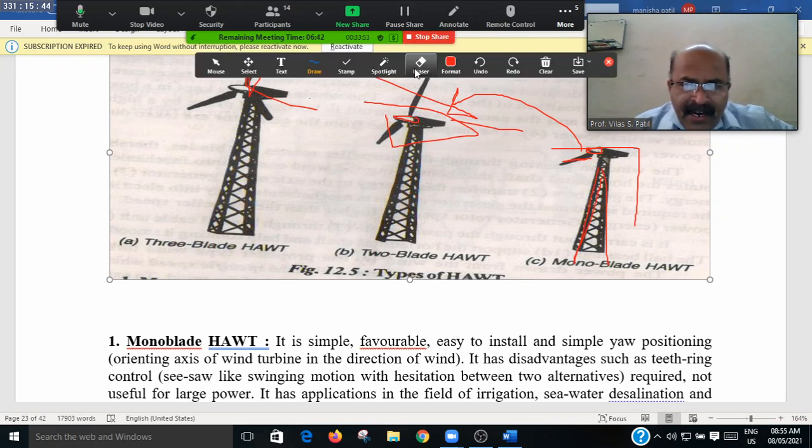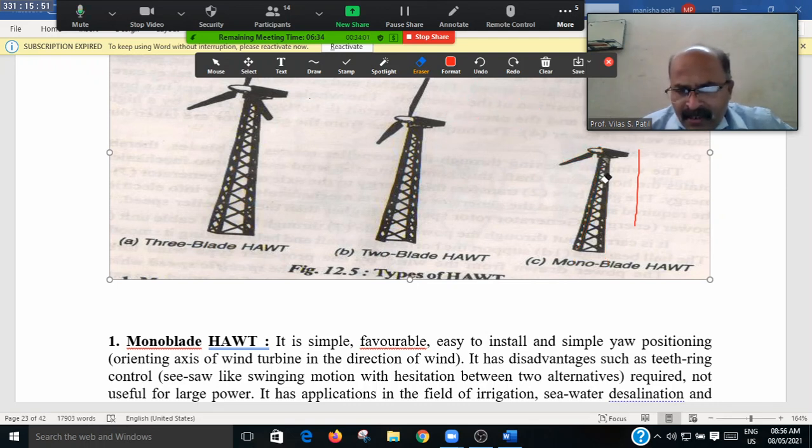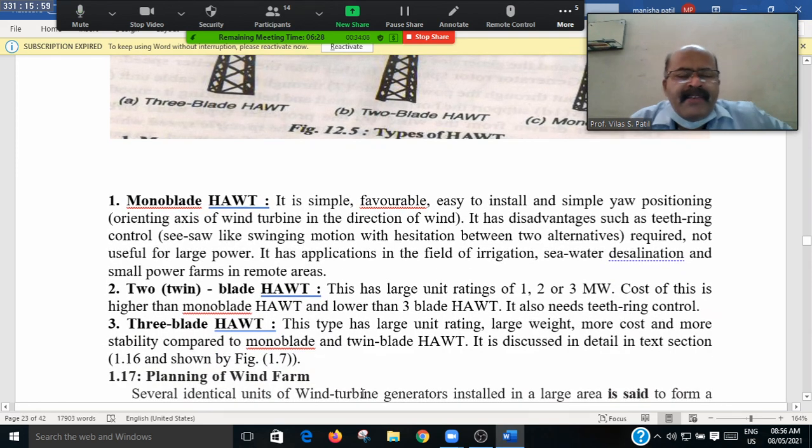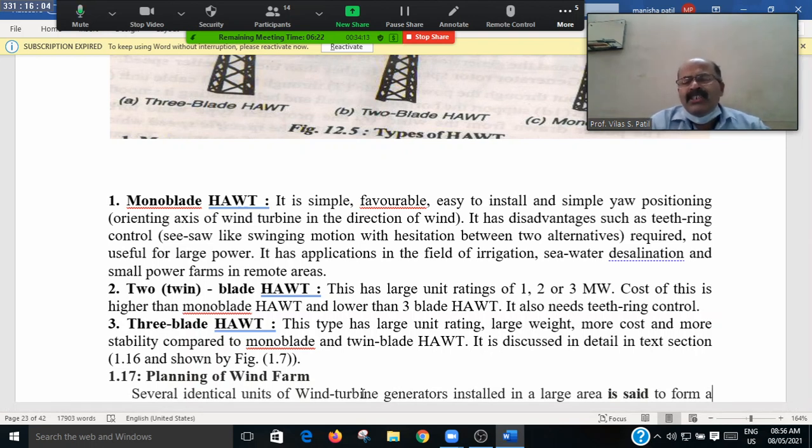Friends, let me delete this annotation and go to the other explanatory part of these horizontal axis wind turbine units. The first is the monoblade. It is simple, favorable, easy to install. Yaw positioning is a very interesting part of mechanical science. It is orientation, and I will explain it later. That is the yaw positioning.